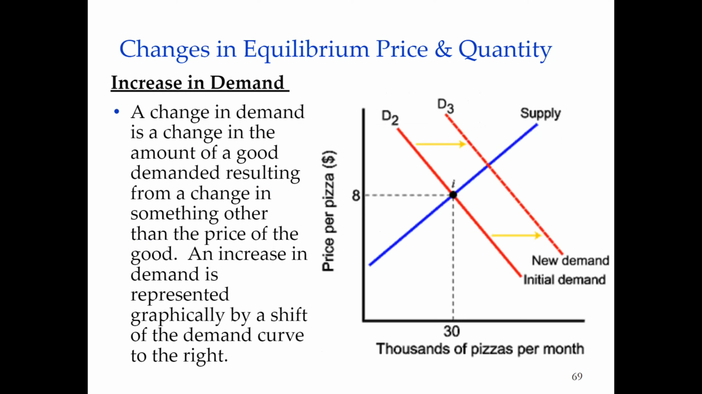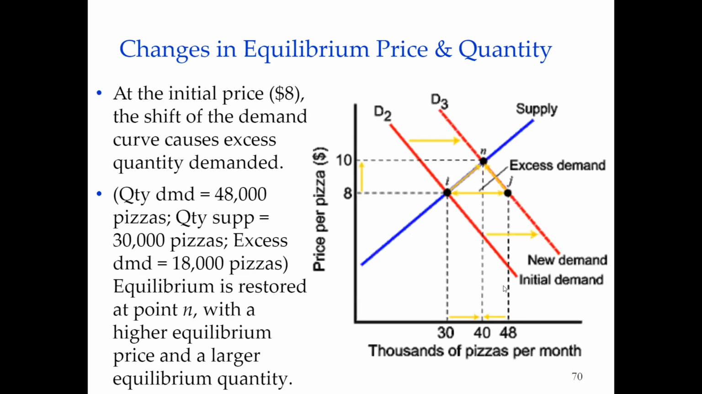Increase in demand. A change in demand is a change in the amount of a good demanded resulting from a change in something other than the price of the good. An increase in demand is represented graphically by a shift of the demand curve to the right. That is the initial or original demand, and that's the new demand, a rightward shift. At the initial or original price of $8, the shift of the demand curve causes excess quantity demanded.